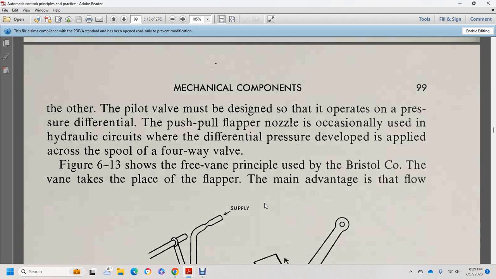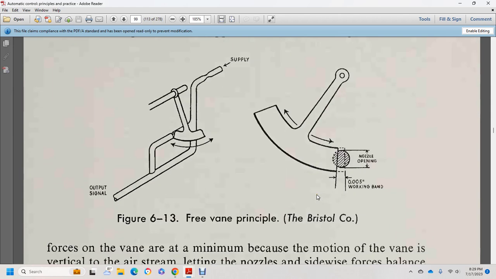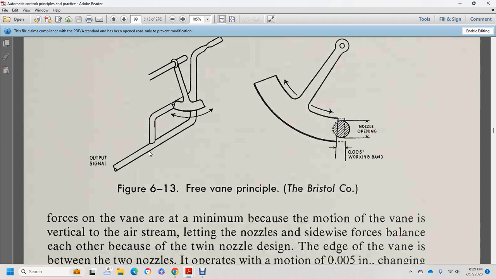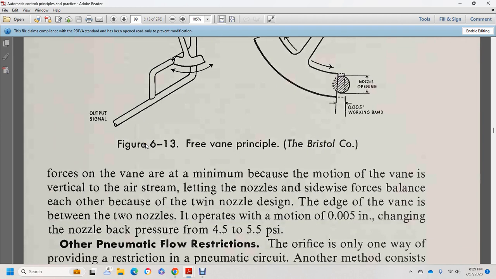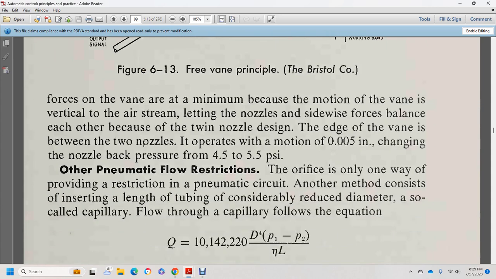Figure 6-13 shows the free vane principle of the Bristol Company, in which the vane takes the place of the flapper. The main advantage is the flow. They show the free vane principle supply and output signal. The forces on the vane are at a minimum. The air stream covers the motion of the vane vertically, letting the nozzle sideways, and the forces balance over each of the two nozzle designs. The edge of the vane is between the two nozzles. It operates on a motion of 5,000ths of an inch, changing the nozzle back pressure from 4.5 to 5 psi.